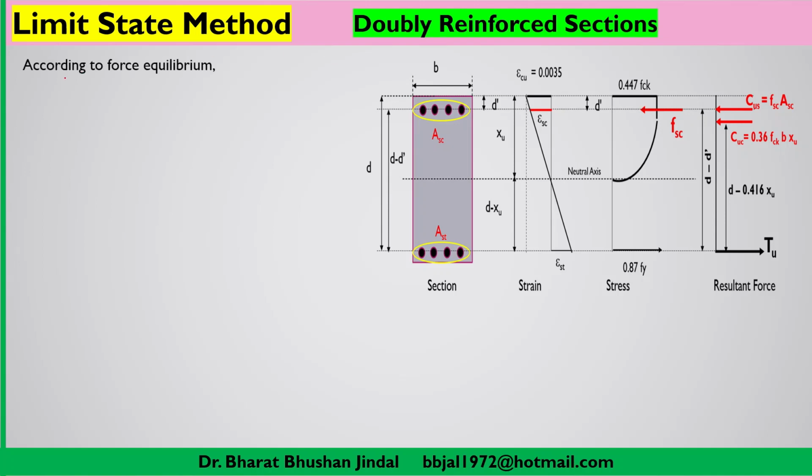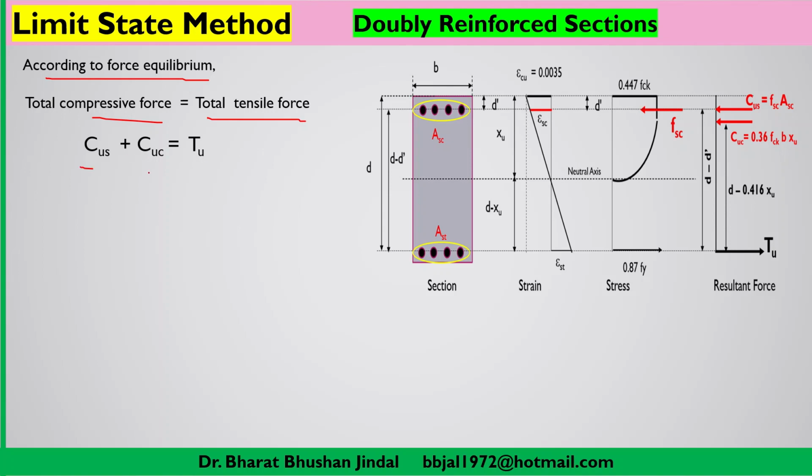Now again, according to force equilibrium, total compressive forces will be equal to total tensile forces, so that the beam section should remain in equilibrium. So we can say, as we discussed, the total compressive force is equal to total tensile force. Now total tensile force is taken by this AST, and total compressive force is taken by ASC, that is, the area of the compression steel, plus the compressive force taken by concrete above the neutral axis, excluding the area covered by the compression steel.